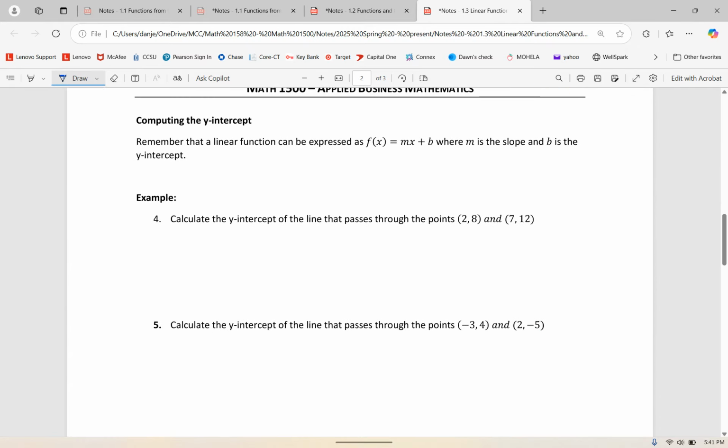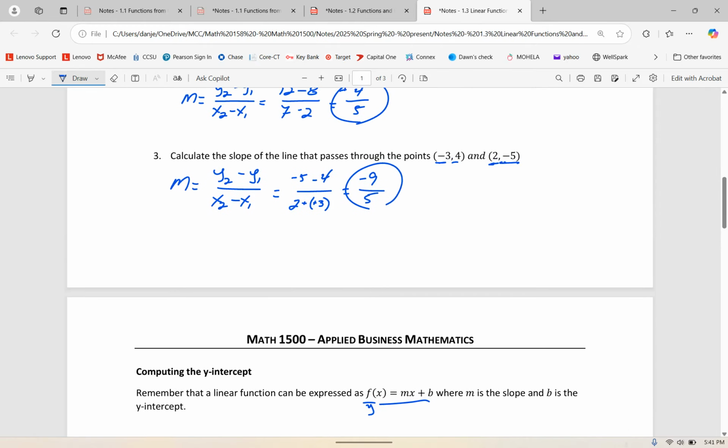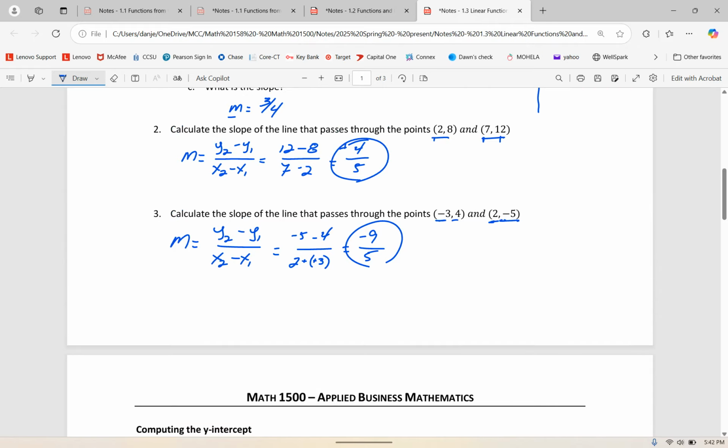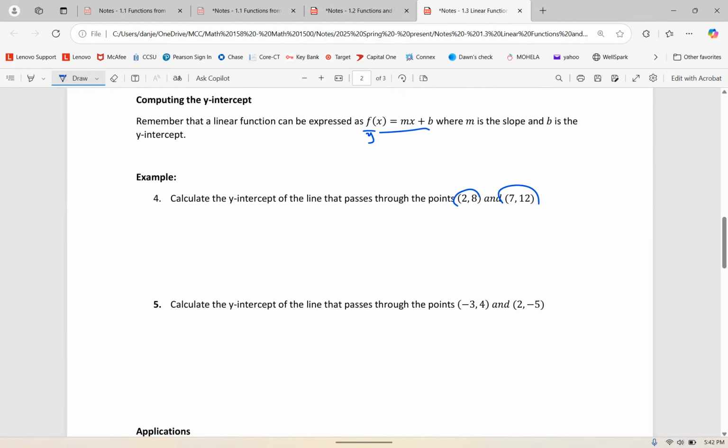To find the y-intercept, remember y, or f of x, equals mx plus b. So I'm going to use y's for my f of x's. Notice that I have the same 2 points here. For 2, 8 and 7, 12, we found a slope of 4/5. So we're going to say that y is equal to 4/5 x plus b.